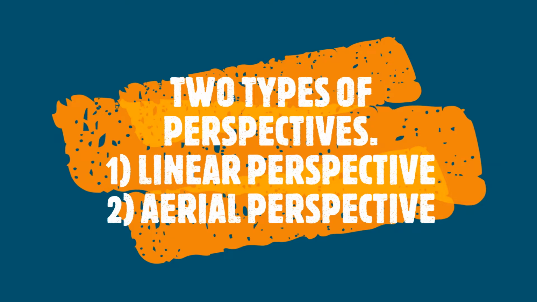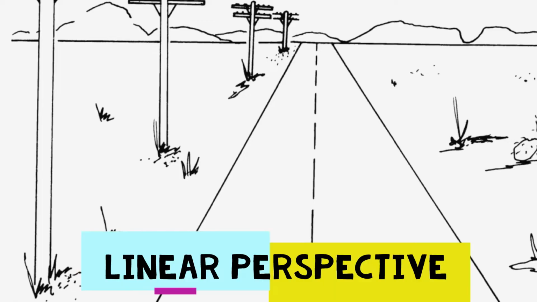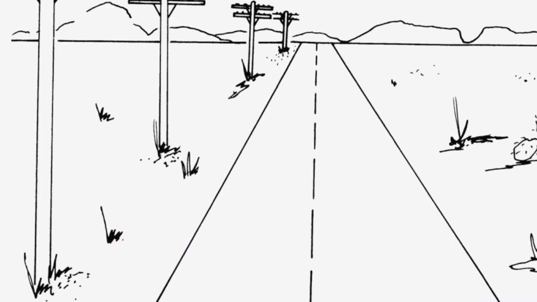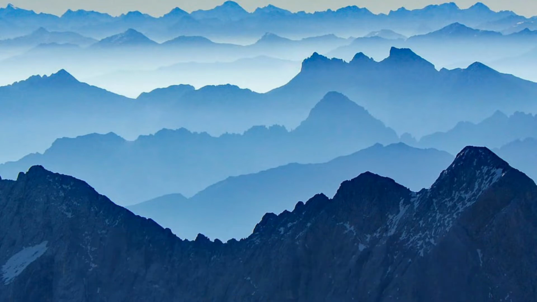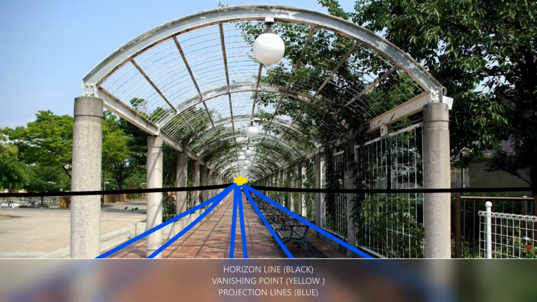So for example, in linear perspective, as you can see here, the poles are getting shorter when the distance is increasing. And in aerial perspective out here, you can see the color difference while the distance is increasing, from the dark gradient to the lightest one, which is at the end of it.